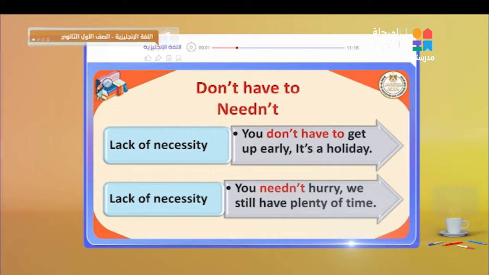So when something is not necessary, we use don't have to. When something is not allowed, we use mustn't. Again, we can use needn't. You needn't hurry. We still have plenty of time. So when we have plenty of time, we don't have to hurry or we needn't hurry because we still have a lot of time. Okay?